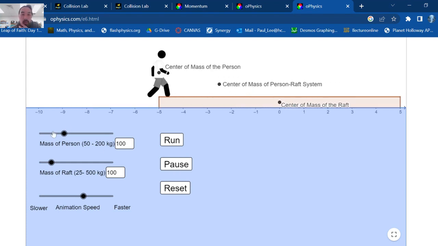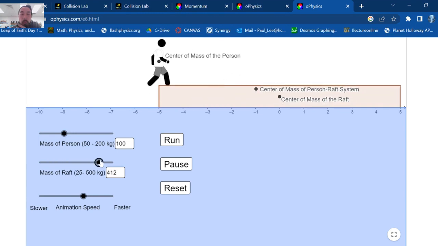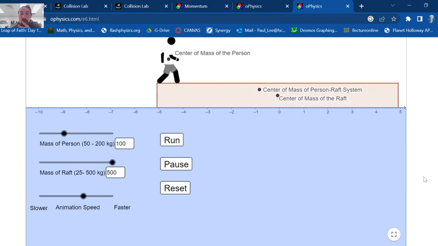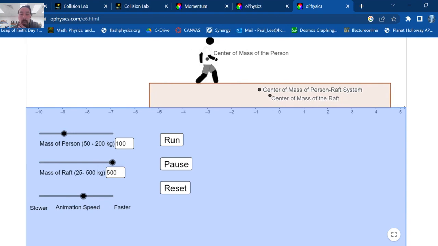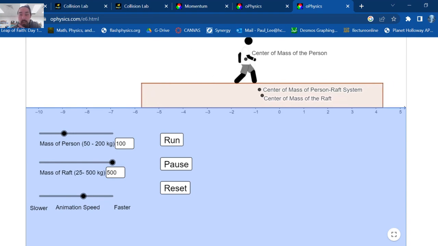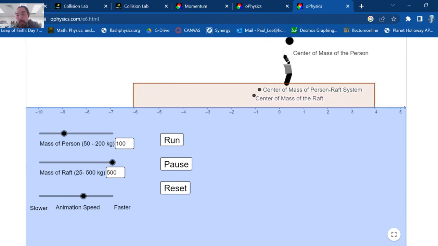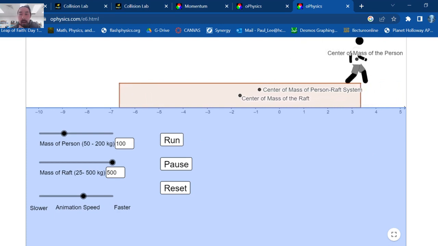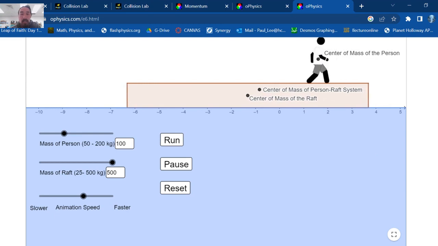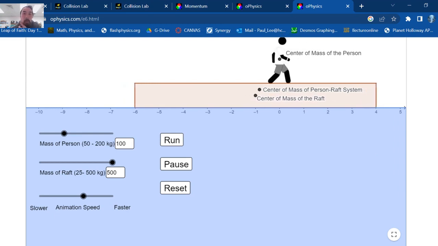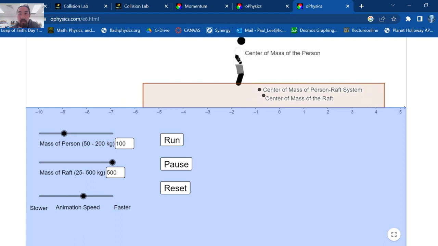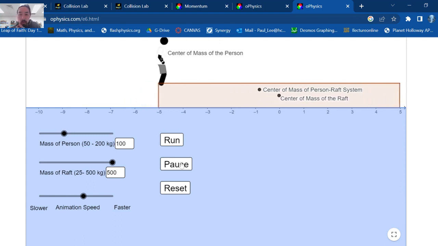But if I were to do extreme, if I make the raft super massive, we can see here that even though the person is moving a lot, the raft itself is not moving by that much. Because remember, momentum is mass times velocity, and the momentum of the raft, which has a big mass, needs to have a smaller velocity. But the person has a small mass, so it'll have a bigger velocity. All right, and we're going to go back to the drawing board.